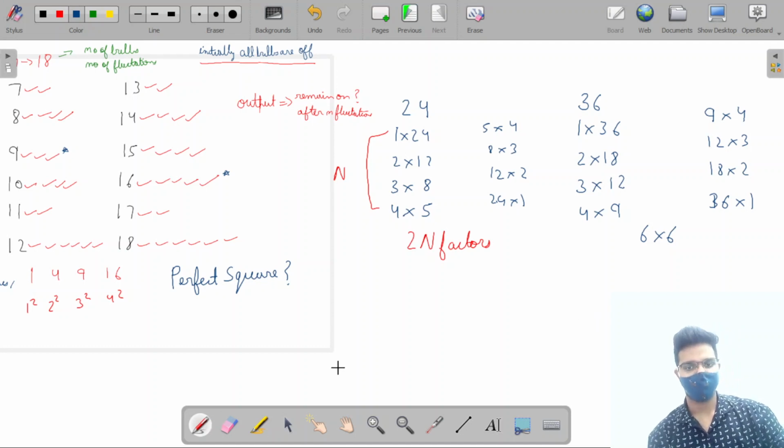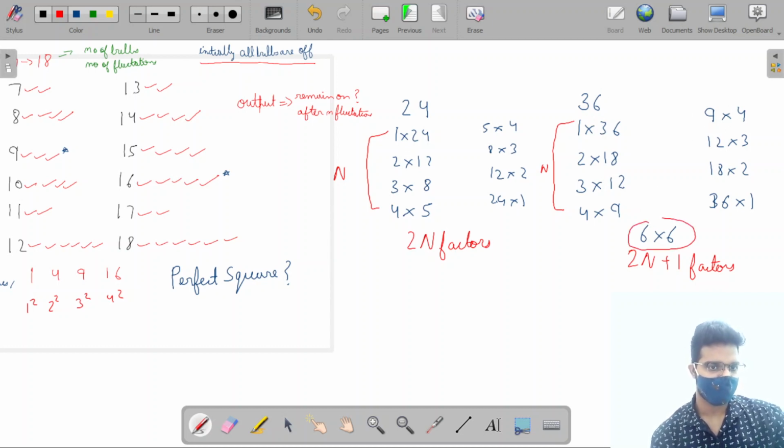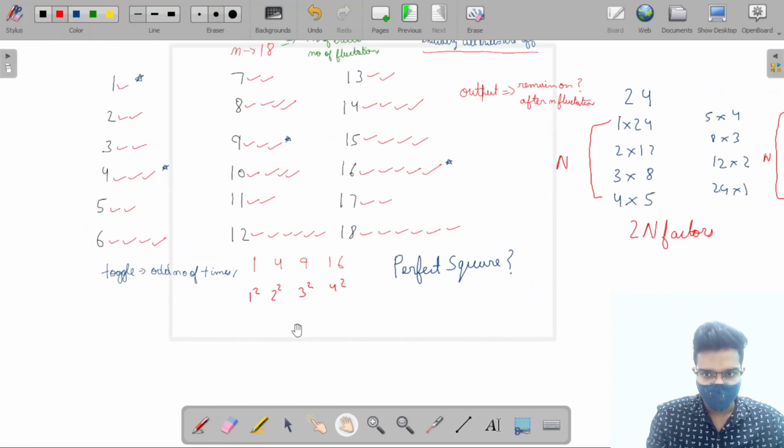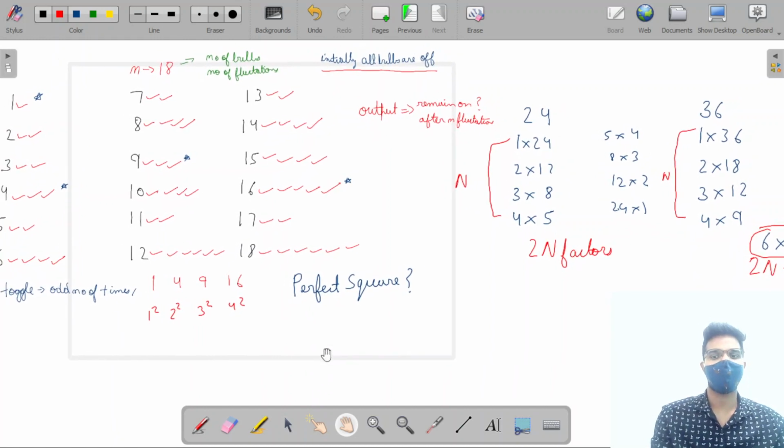So this time, if you consider this n again, we can say we got 2n plus 1 factors, right? So as we can see, in a perfect square, we are getting an odd number of factors. So that's the reason a perfect square got an odd number of toggles, an odd number of factors. That's why perfect square is in our answer. So eventually what we just have to print in this question is all the perfect squares.